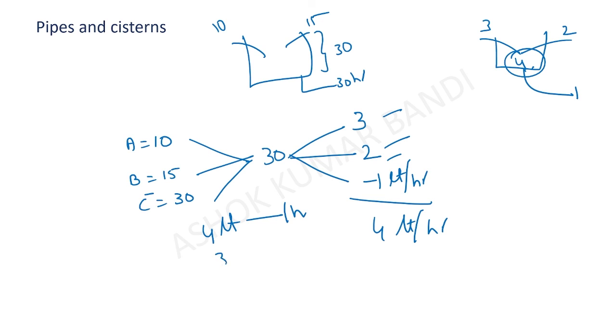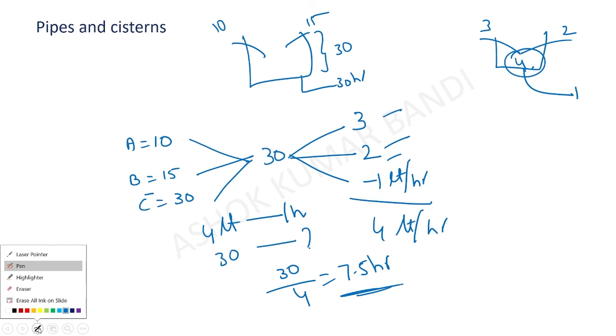So to fill 30 liters, how long do you need? Simply cross multiply. So 30 by 4, which is 15 by 2, equal to 7.5 hours. That's it. Simply take minus, then every problem is going to be the same. I will just give one more example.